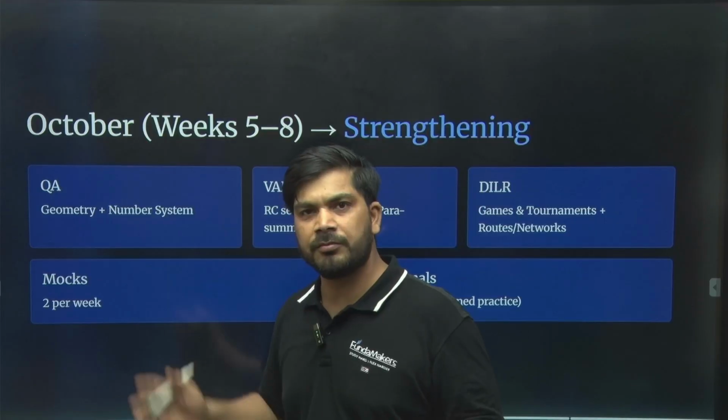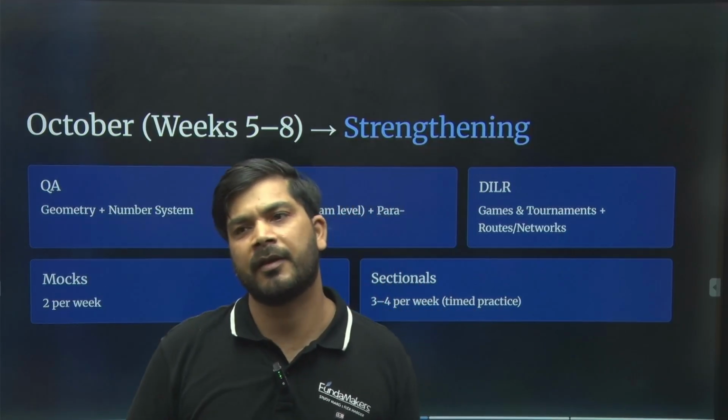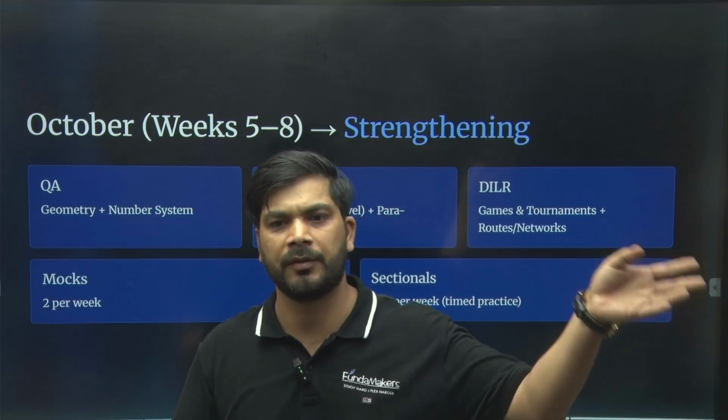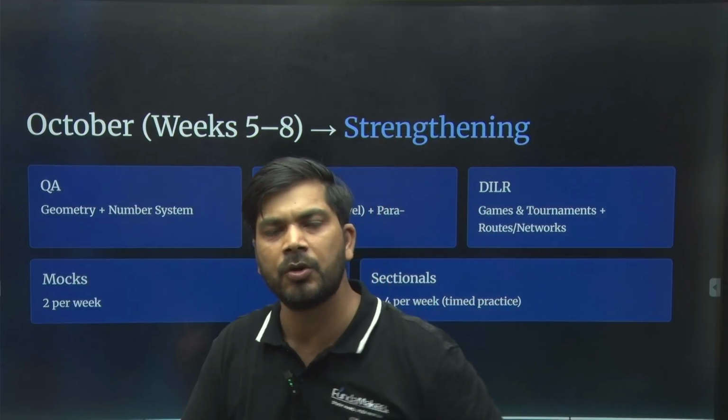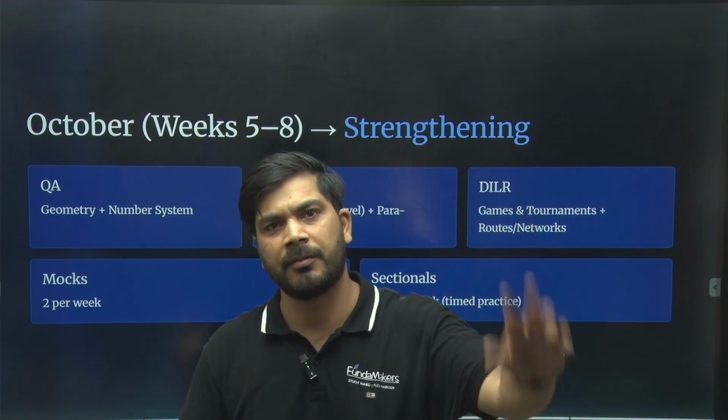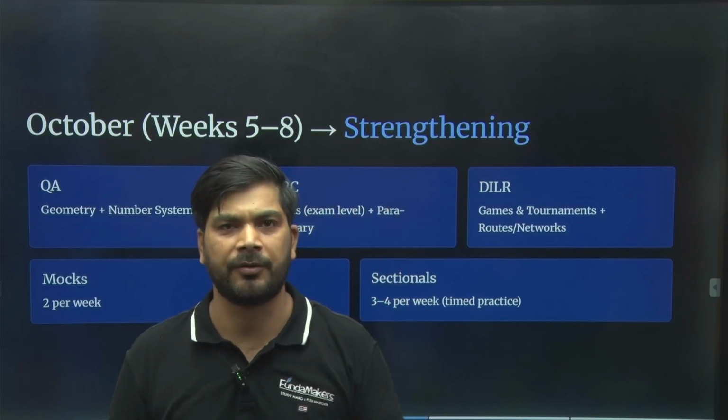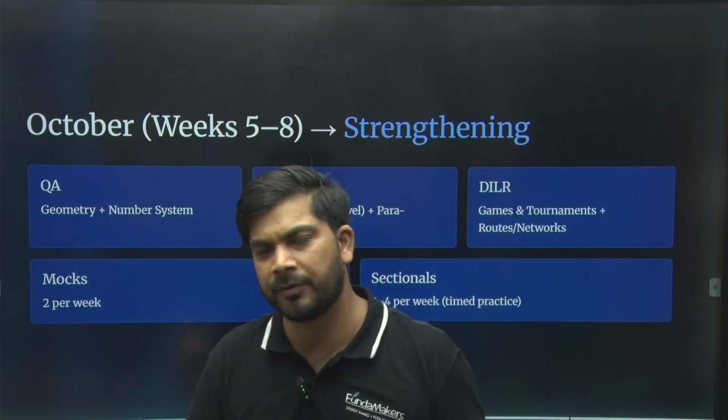Geometry and number system, very, very important. Geometry, I think there are 6-7 chapters. You start with lines, angles, triangles, you move on to circles, and then you move on to polygons and quadrilaterals, then mensuration, and then coordinate geometry, right? So they are like, I have not counted it, 6-7 chapters.